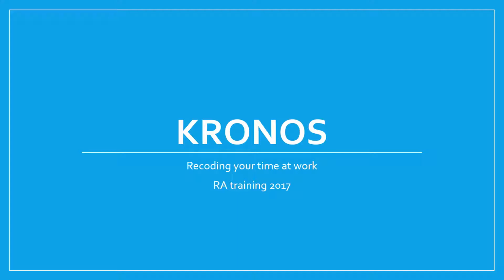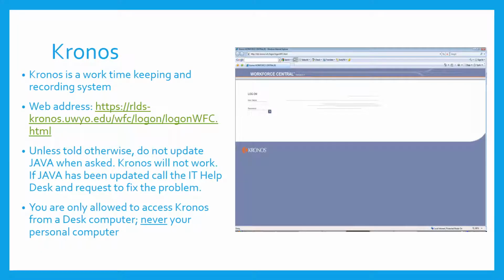And we are going to be going through Kronos today. All right, so Kronos is our timekeeping and recording system. You will be using this as you clock in and out of desk shifts. Noted on the screen is the website. Please note that you can only access this from a desk computer and never a personal computer.